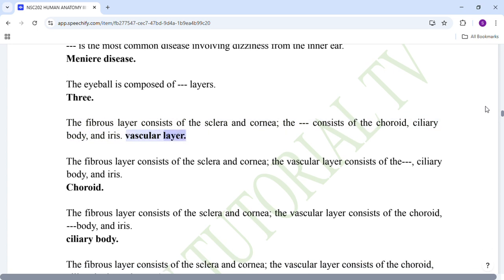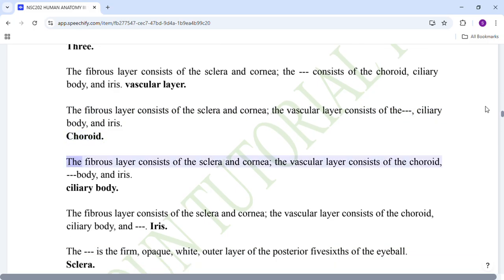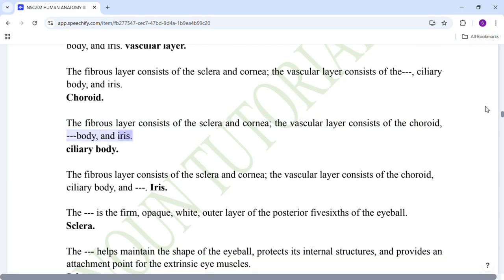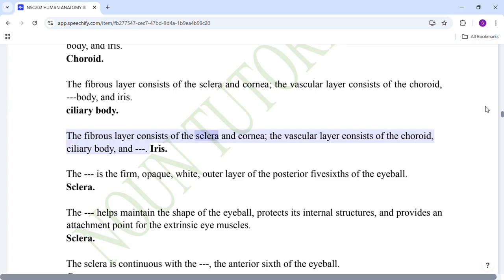The fibrous layer consists of the sclera and cornea, and the vascular layer consists of the choroid, ciliary body, and iris.